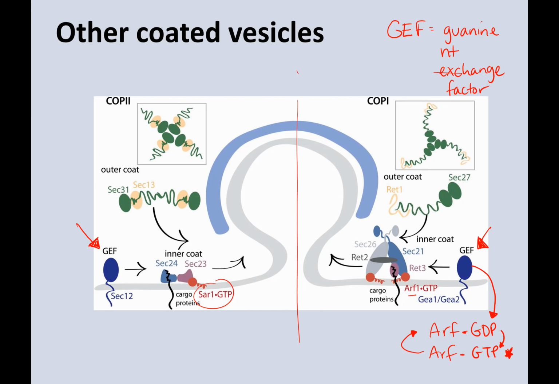Again, you don't need to know all the details, all these different sec proteins. Just trying to show you some different images. The idea is the same. COP2, COP1 work together with their GTPases to form these coated vesicles. It's important for moving, again, from either ER to Golgi, or Golgi to ER, or Golgi to Golgi. And they have some specificity to help target those vesicles.